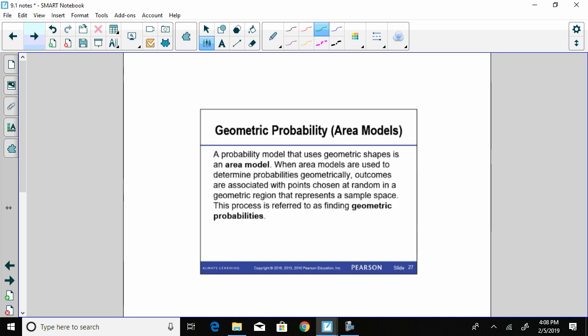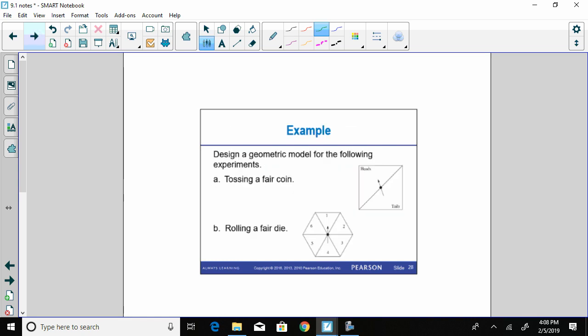All right, now geometric probability. I am such a visual learner, so I really do like these, and I think with the younger grades, they do work really well. A probability model that uses geometric shapes is an area model. And when area models are used to determine probabilities geometrically, outcomes are associated with points chosen at random in a geometric region that represents a sample space. This process is referred to as finding geometric probabilities. So take a look at this one here. Instead of giving kids a coin, you could also model it by having them use a spinner with heads and tails.